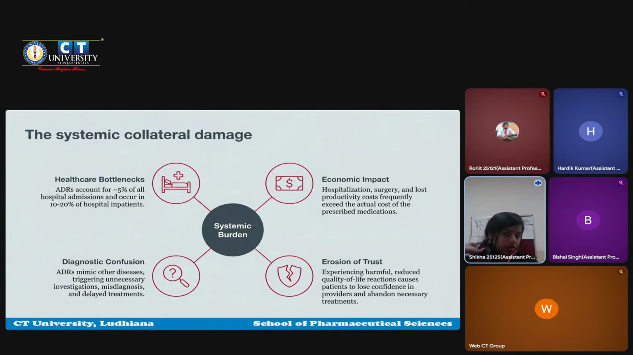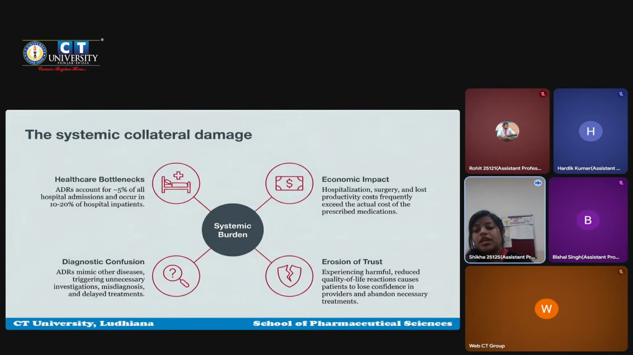Next is diagnostic confusion. ADRs mimic other diseases also, so it is very difficult to diagnose. It is very difficult to distinguish whether the person has a particular disease or an ADR with the medication. So this is the problem. That's why the physician sometimes gets confused whether the person has ADRs or disease, triggering unnecessary investigations, misdiagnosis, and delayed treatment also.